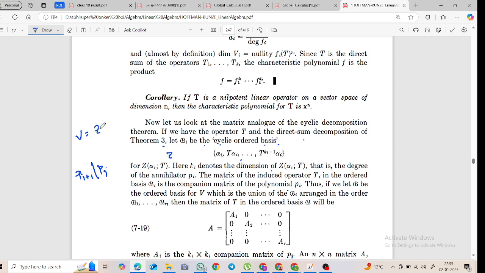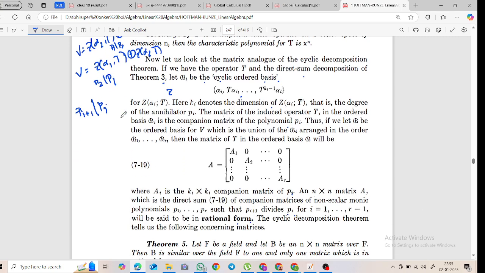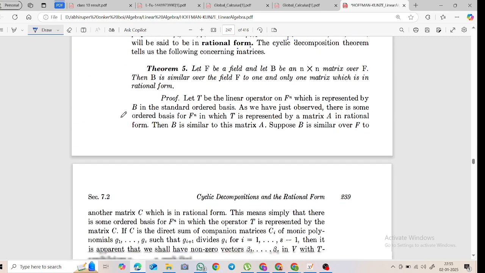Suppose V is Z(alpha 1, T) direct sum Z(alpha 2, T). Okay, so p2 divides p1, right? So you can't just swap it. You can't write V like Z(alpha 2, T) direct sum Z(alpha 1, T). I mean, this is true, but the problem is this is not a cyclic decomposition, because then you should have p1 divides p2, which may not be true. This is the reason you get the uniqueness of the rational form.